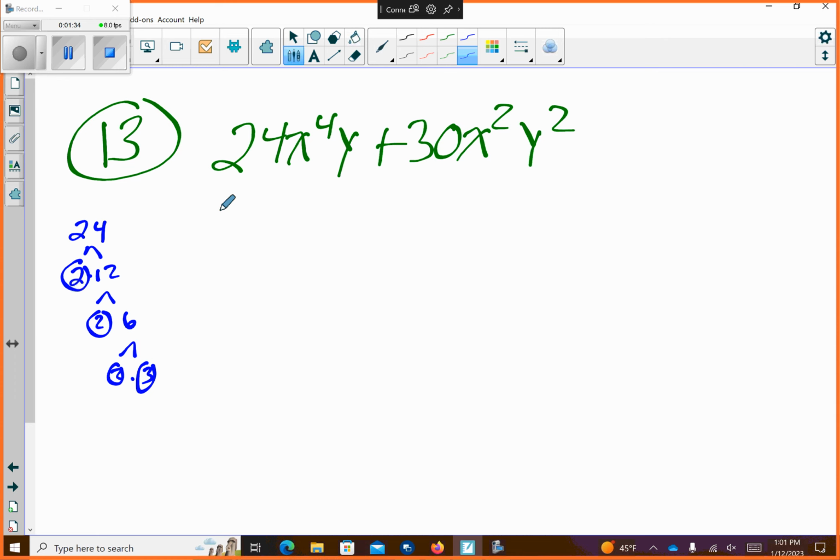Okay, so I'm going to list that. So I have 2 times 2 times 2 times 3. X to the 4th is the same thing as, and I'm kind of going on a real basic level, but basically, if I rewrote that in its most broken down form, I would get to that point. Are you following what I'm doing so far?